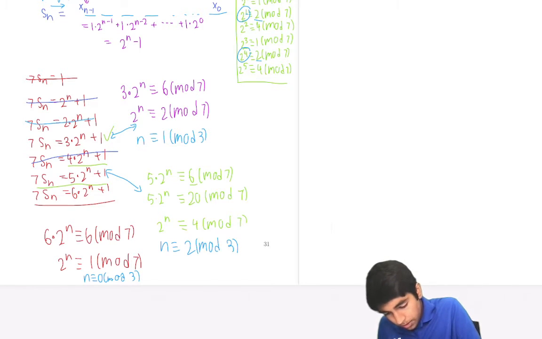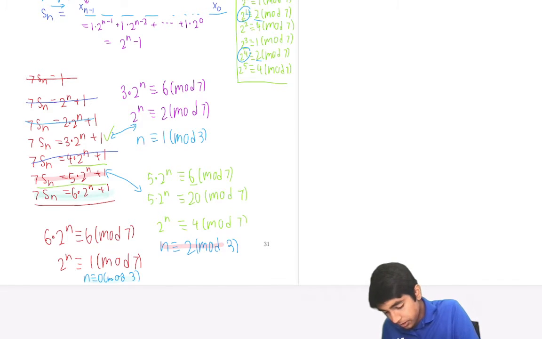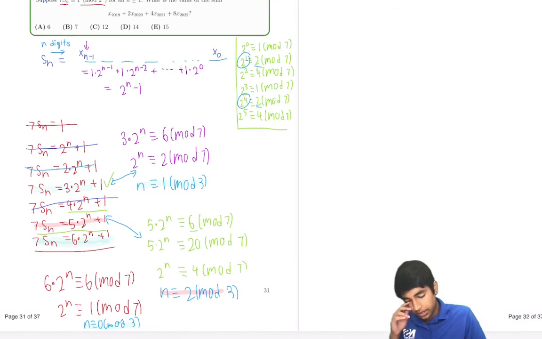Wait, so basically, if we have that this equation is true, this one right here, when n is 0 mod 3, right? Because we just found that when this is divisible, we have n is 0 mod 3. And over here, we found that 7 times Sn is 5 times 2 to the n plus 1 when n was 2 mod 3, right? And we found that this equation was true when n is 1 mod 3. We've covered all possible values of n mod 3.